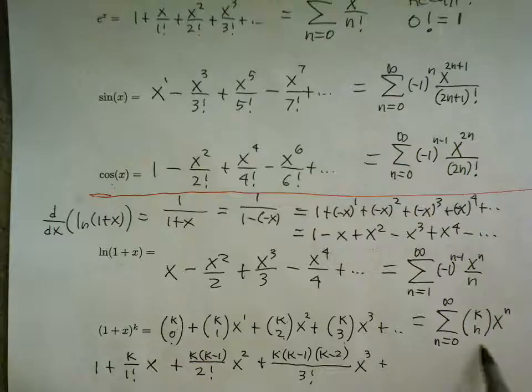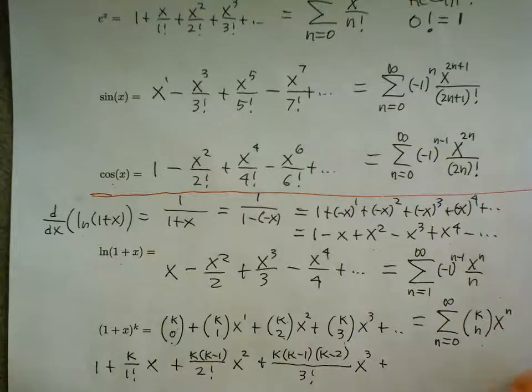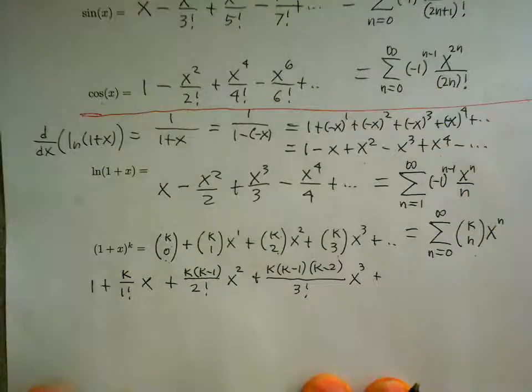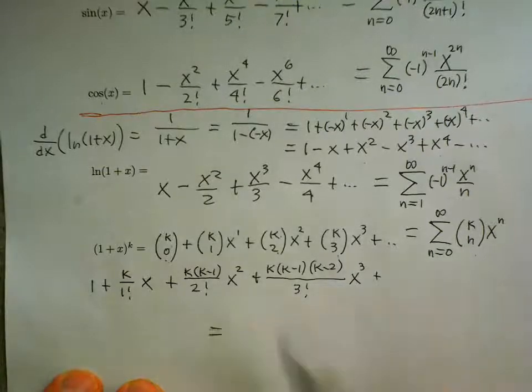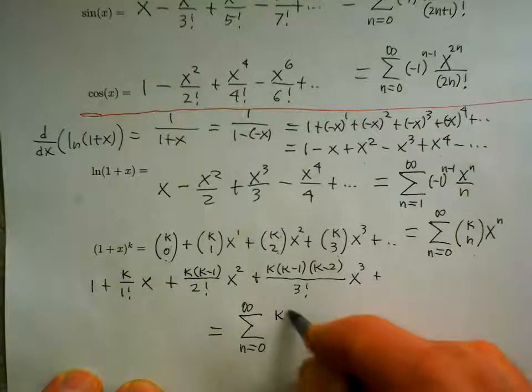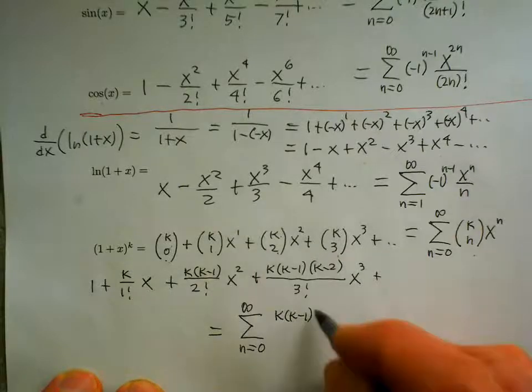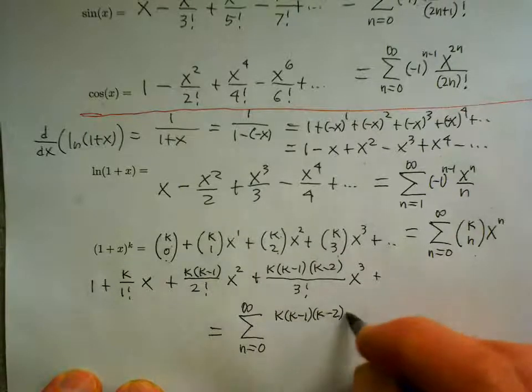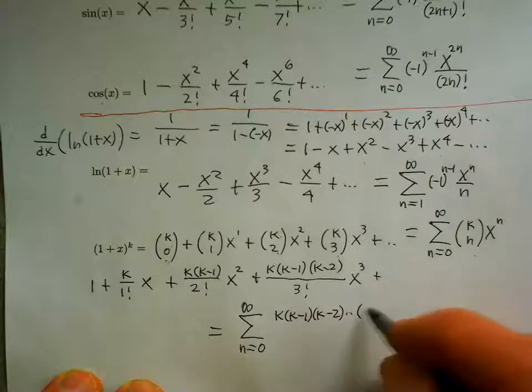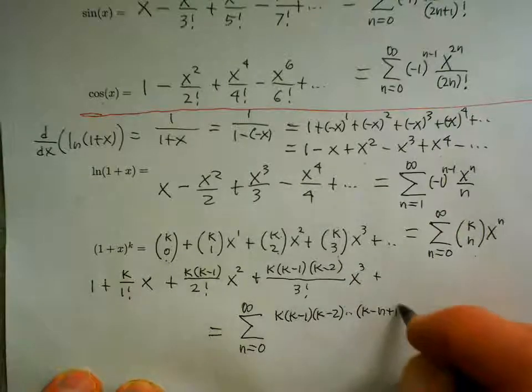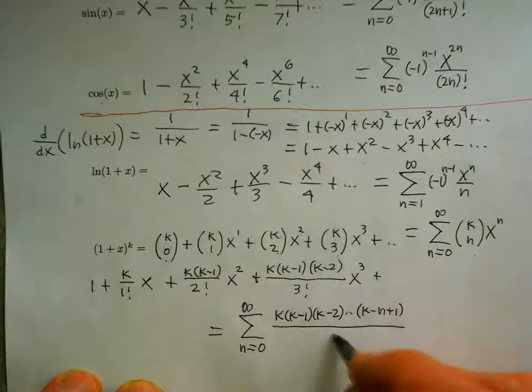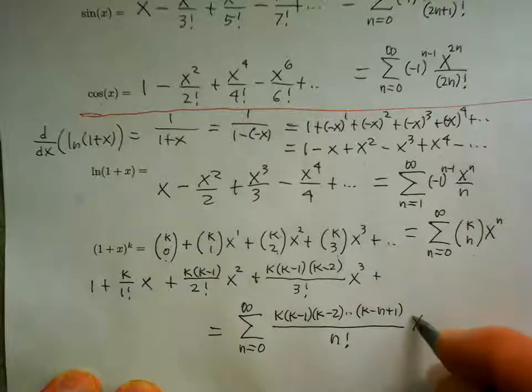And then another way to write the sigma notation is to write, instead of k choose n for the coefficients, write those as k times k minus 1 times k minus 2, and so on. The nth factor is k minus n plus 1. This is all divided by n factorial, and then times x to the n.